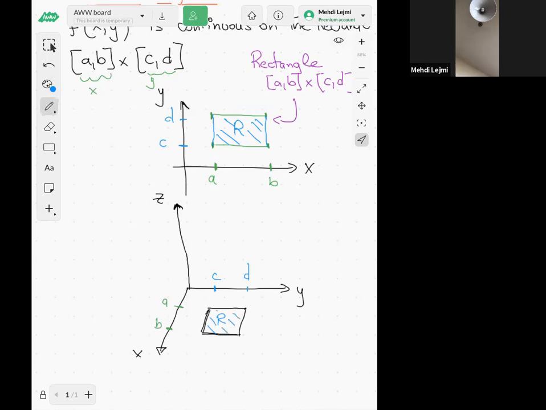Now, guys, we have this function f, which is continuous on the rectangle AB cross CD. Which means that for each point of the rectangle R, the blue rectangle here, you're going to have the image of the point by the function f, right? For example, let's say this point here goes somewhere here. This one here goes somewhere here, etc. And so you're gonna have what I call a surface.